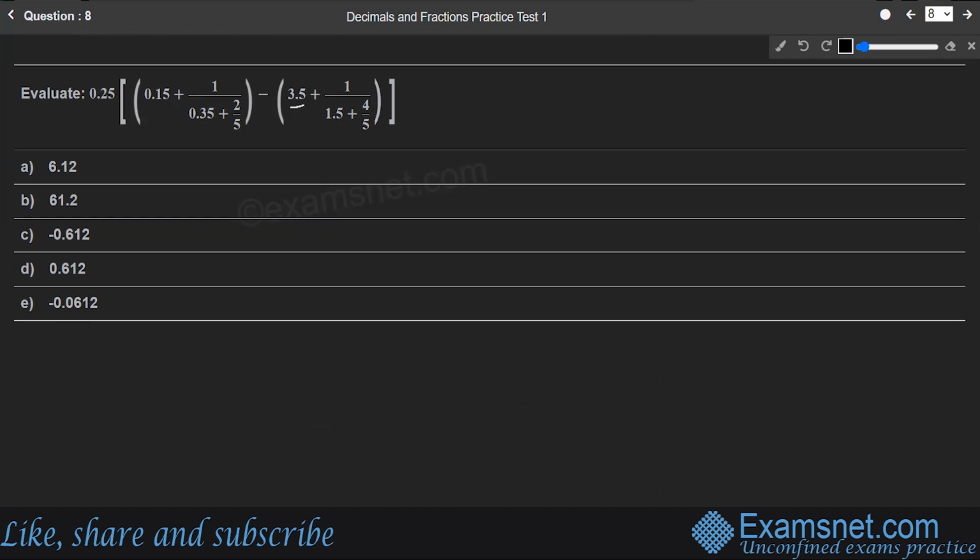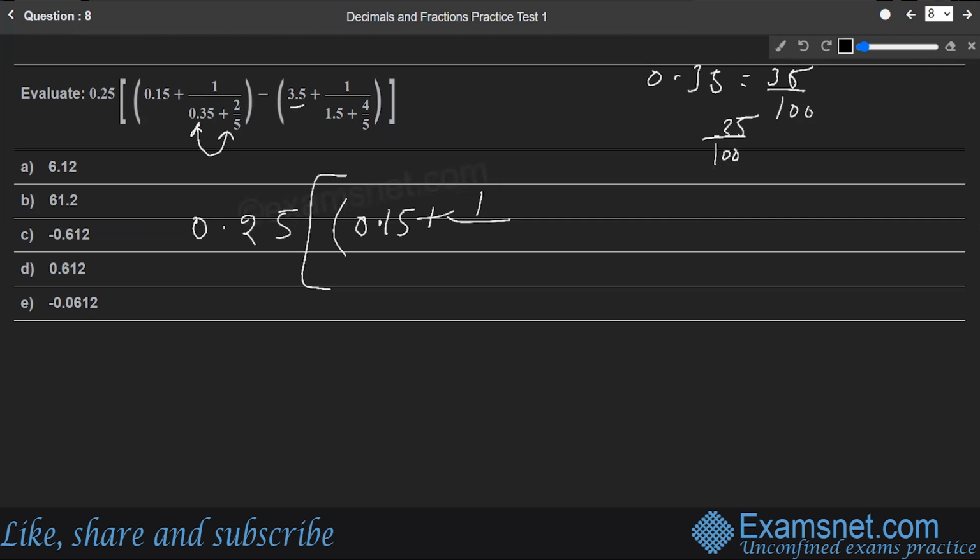So the next thing that can be done is 0.25 is as it is outside, then a big bracket, then a small bracket 0.15 plus 1 over. Now we can solve this 0.35 plus 2 by 5. This 0.35 can be written as 35 by 100, and this 2 by 5 is as it is 2 by 5. So it becomes 35 by 100 plus 2 by 5. 35 by 100 can also be cut by 5: 7 by 20. So it becomes 7 by 20 plus 2 by 5.